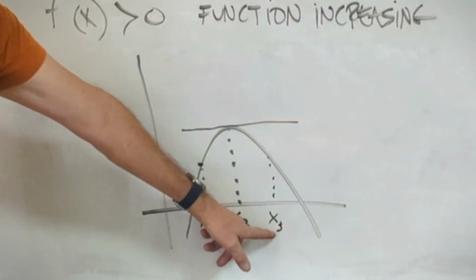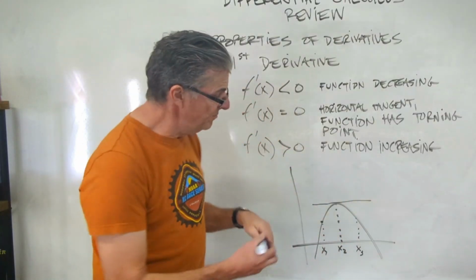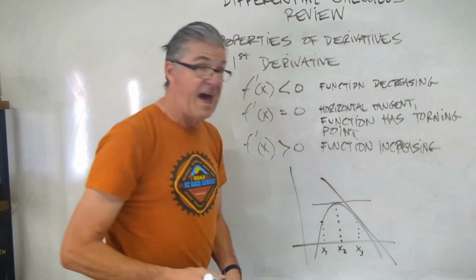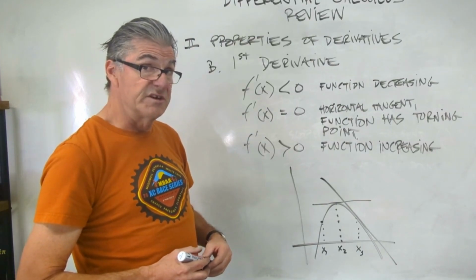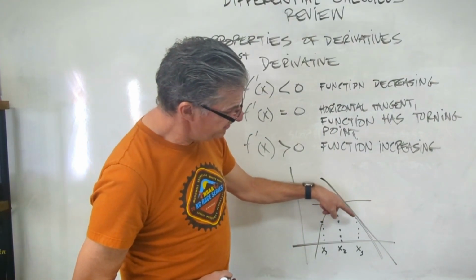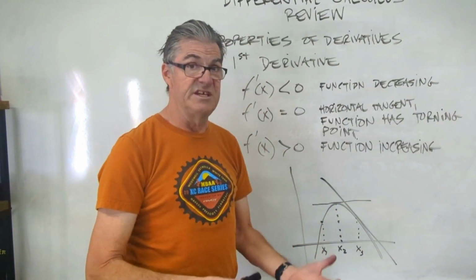Finally, at x3, the tangent line has a negative slope. It's going down like that. That tells us the function is decreasing, and guess what? The function is going down to the right, so that's decreasing.